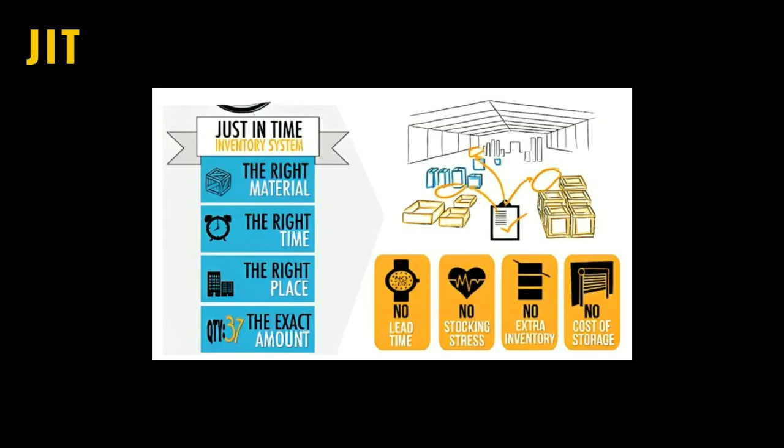Just-in-time inventory is about bringing the right material, at the right time, to the right place, in the exact amount. We don't want to have to worry about lead times. We don't want to have to worry about stocking stresses. We don't want to have to worry about the excess inventory or the cost of storing that excess inventory. And just-in-time helps us identify that in our processes.